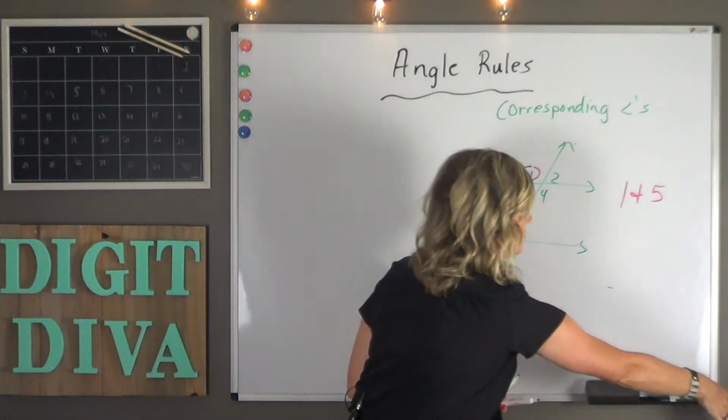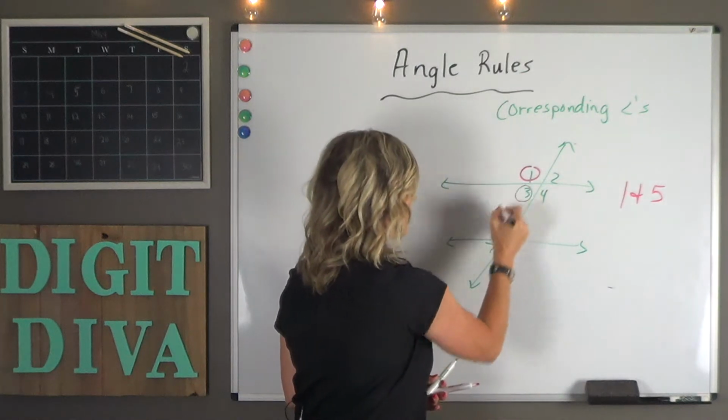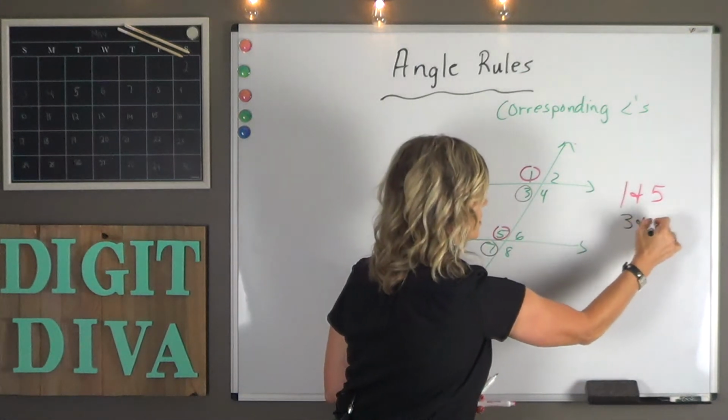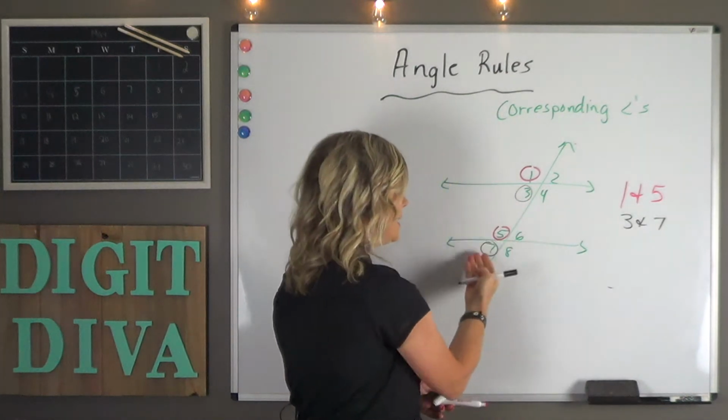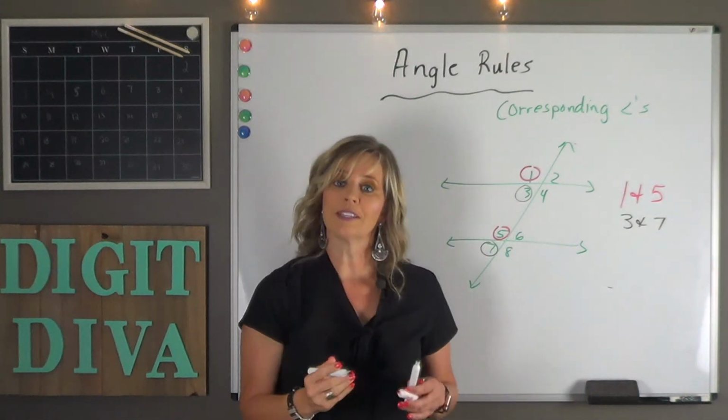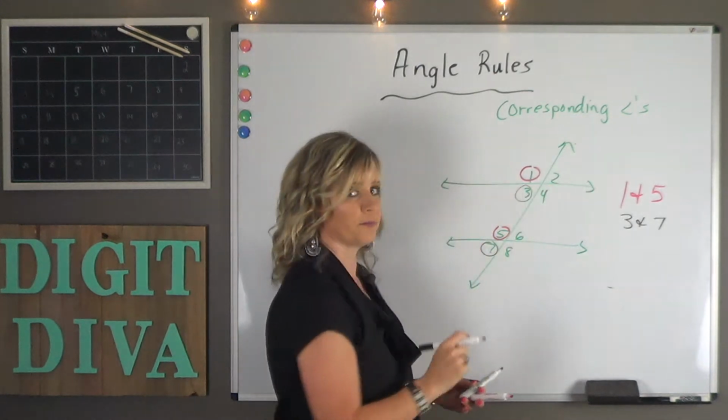Also, 3 and 7 would be a set of corresponding angles. They're both beneath the parallel lines on the same side of the transversal.